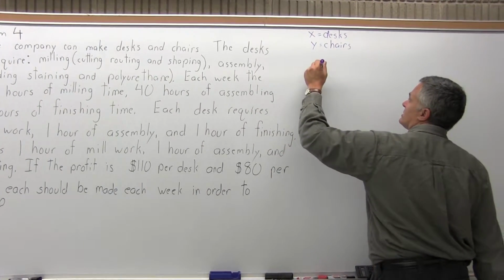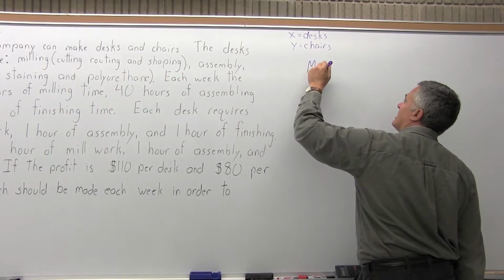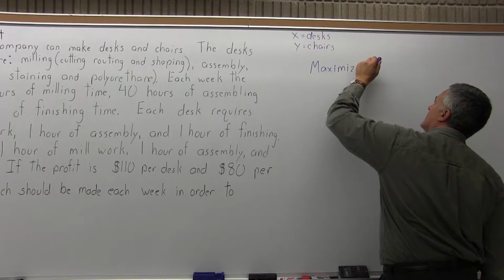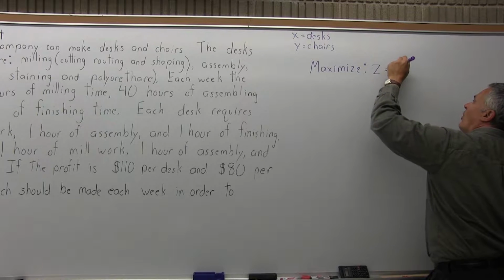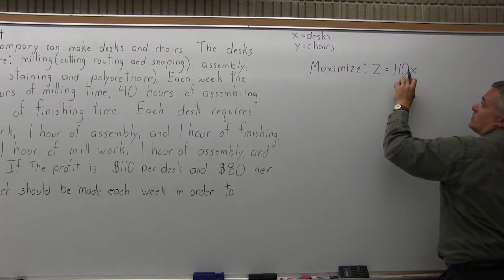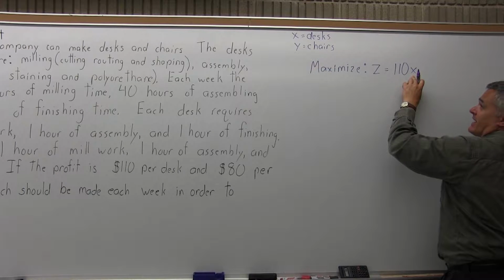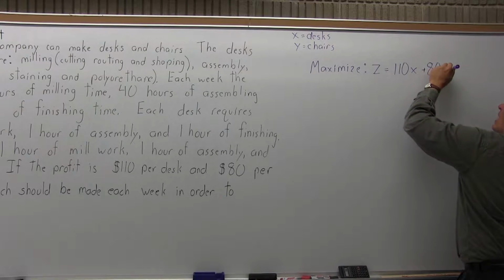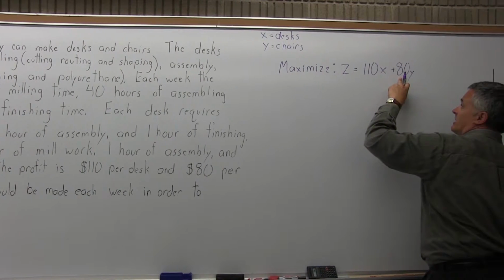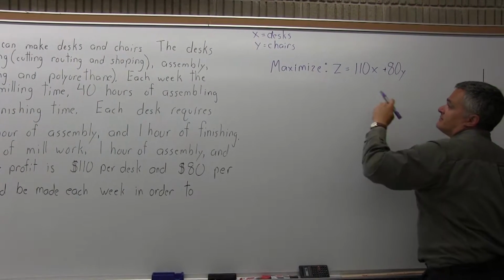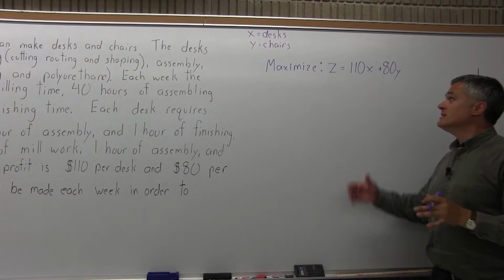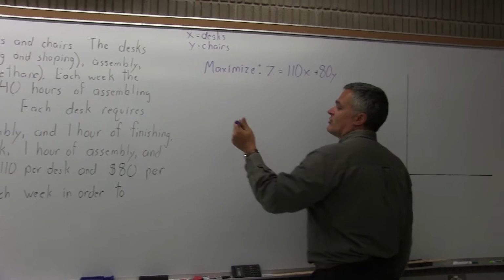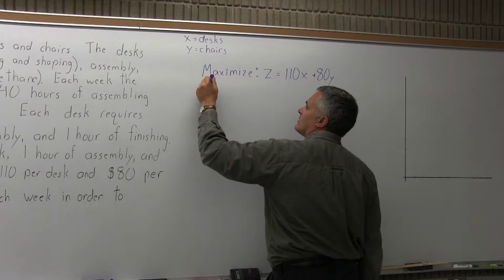So for the objective function, we want to maximize z equals 110x, because 110 is the profit per desk and x is desks, and then plus 80y, because 80 is the profit for chairs and chairs are y. So this is step 2, maximize z equals 110x plus 80y. Step 3, set up the constraints. That's where most of the work is.